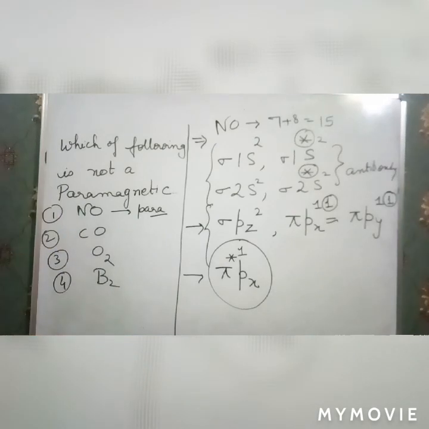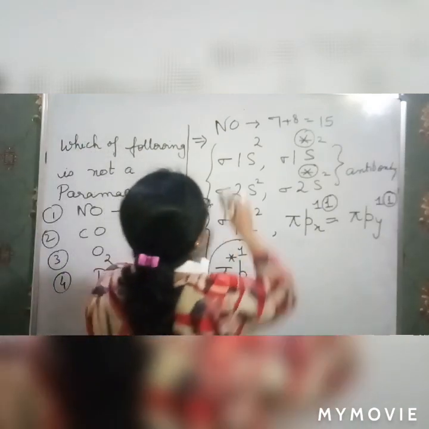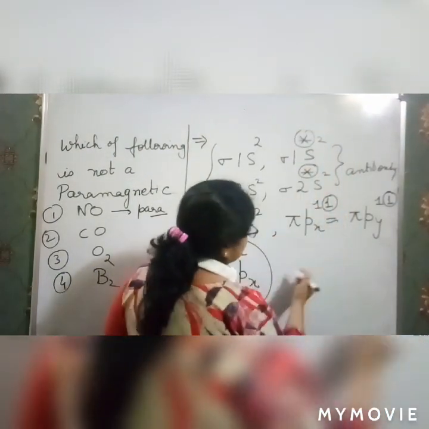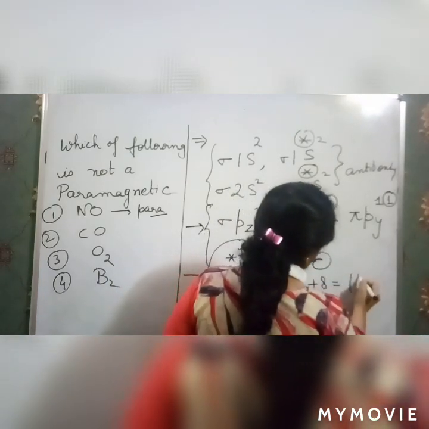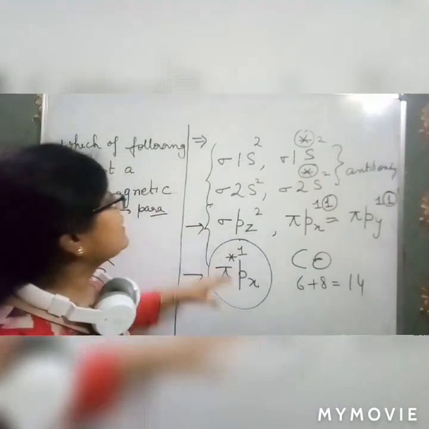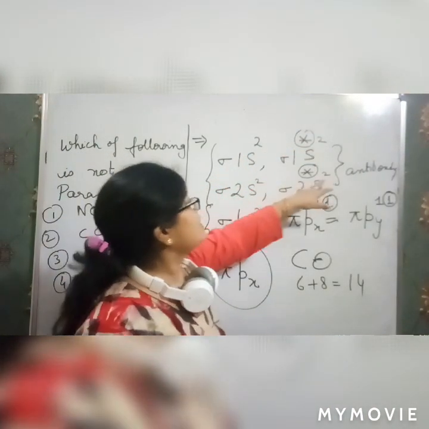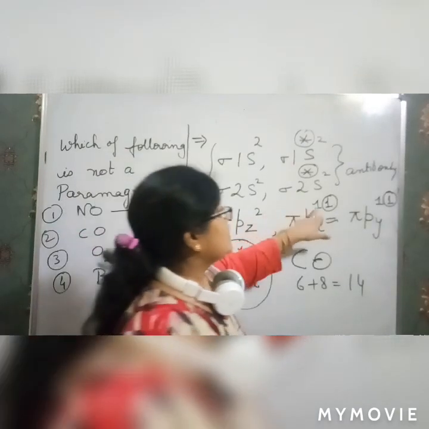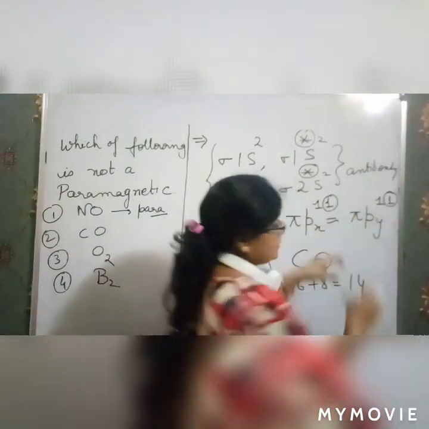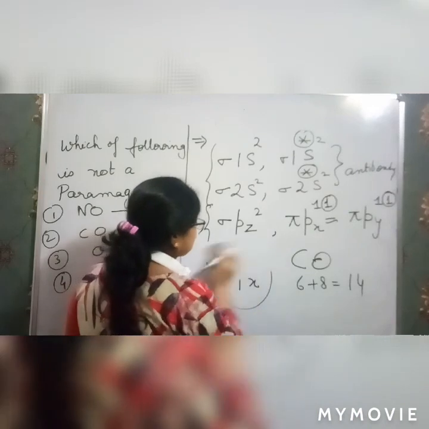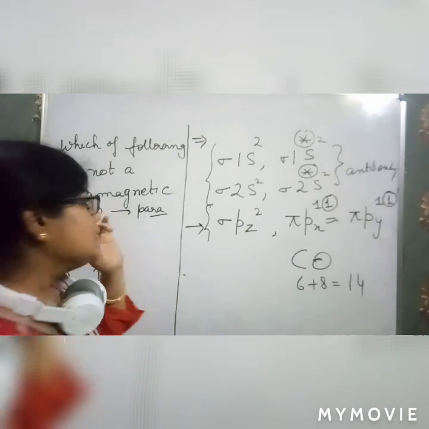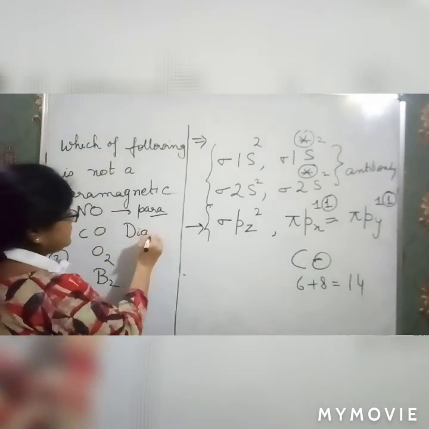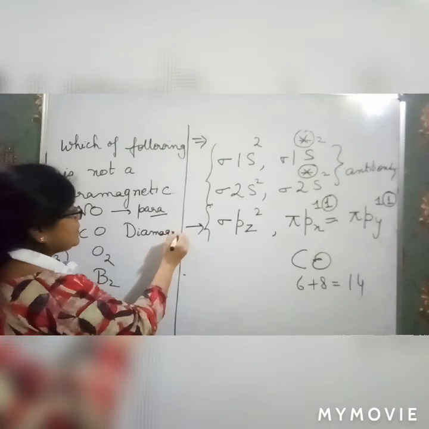Okay, clear? Now comes the CO. For CO, atomic number of carbon is 6 and oxygen is 8. So we have 14. Clear? Now fill again. 2, 4, 6, 8, 9, 10, then 11, 12, 13, 14. So this is not there in case of carbon monoxide. And we ultimately see that all of them are paired. So this is diamagnetic. I hope you got the concept.